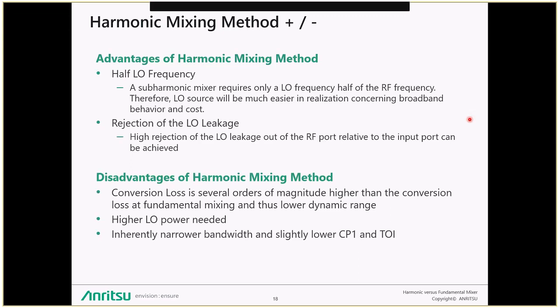But we will also have some disadvantages of this method. First of all is conversion loss, that is several orders of magnitude higher than the conversion loss of the fundamental mixing. To try to compensate this, we will also need a higher LO power. And then lastly, we will have inherently narrower bandwidth and also a slightly lower 1 dB compression point and third order intercept point.